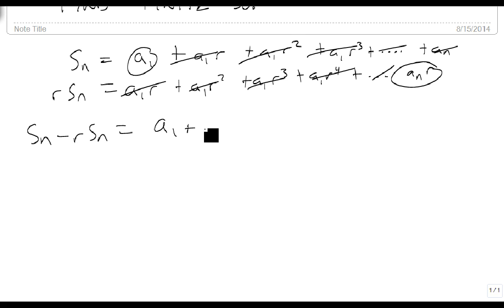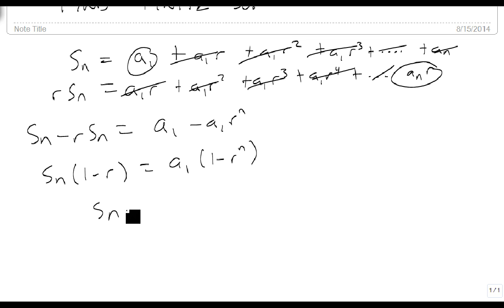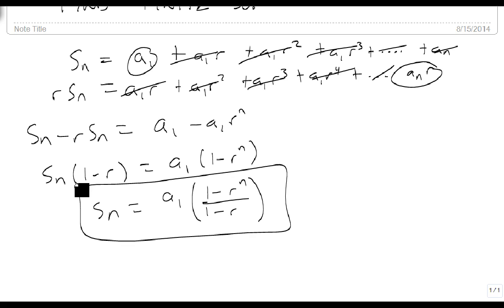minus an times r, and an times r is a1 times r to the n minus 1 times r, which when we multiply those together just gives us a1 r to the n. Well, I can factor out an Sn here, which is 1 minus r, and I factor out an a1 here, which leaves 1 minus r to the n, and so my sum is equal to the first term times 1 minus r to the n divided by 1 minus r, and this will work for any partial sum, anytime we're only summing the first n terms.